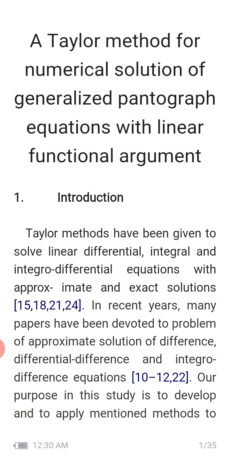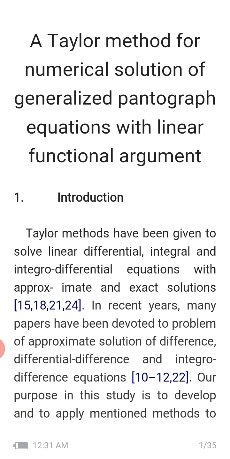Now we see the case study on the Taylor series method for a numerical solution of generalized pantograph equations with linear functional argument. Taylor's method has been given to solve linear differential, integral and integro-differential equations with approximate and exact solutions. In recent years, many papers have been devoted to the problem of approximate solution of differential, difference and integral difference equations.